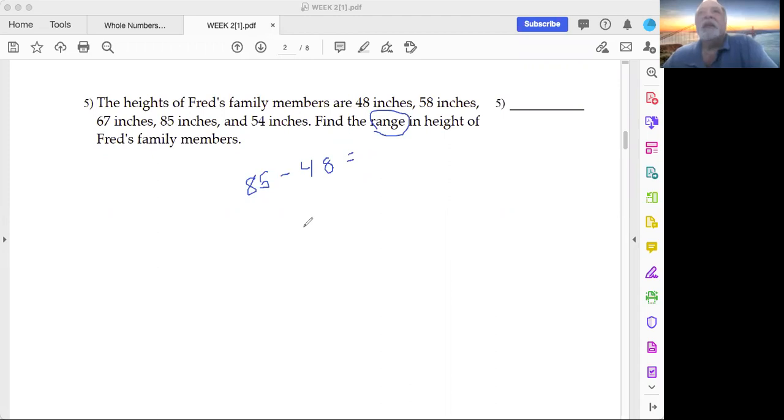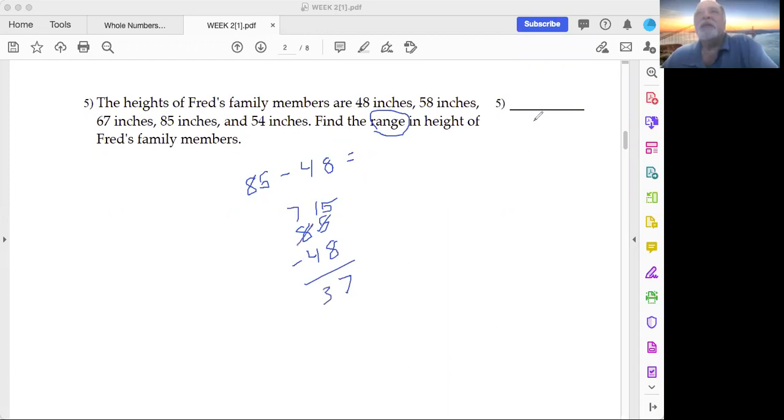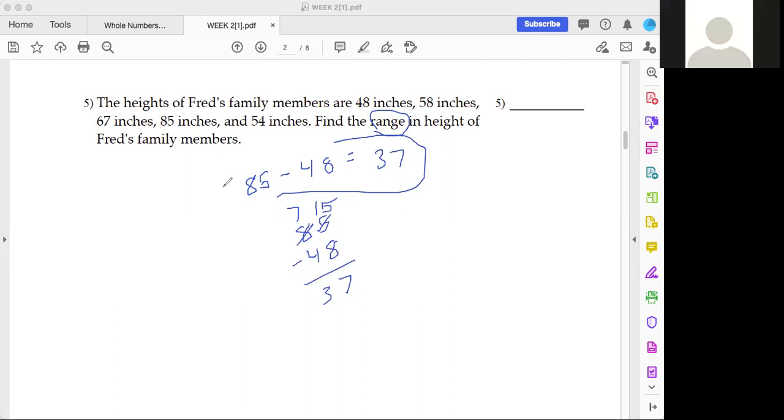So 85 minus 48. So let's see what that is. 85 minus 48. Well, 5 from 8, you can't do that, but you can do 15 minus 8, and that's 7. 8 becomes 7, and that becomes 37. So it's a range of 37 inches. Not too bad, right?